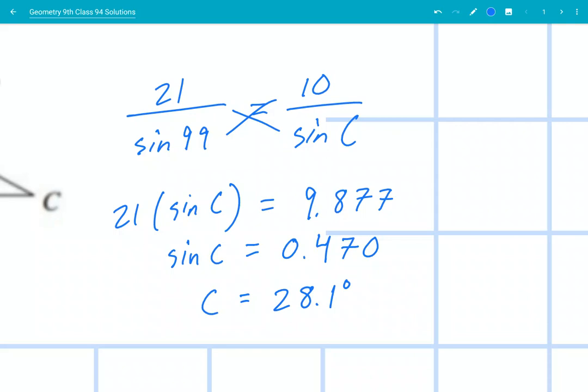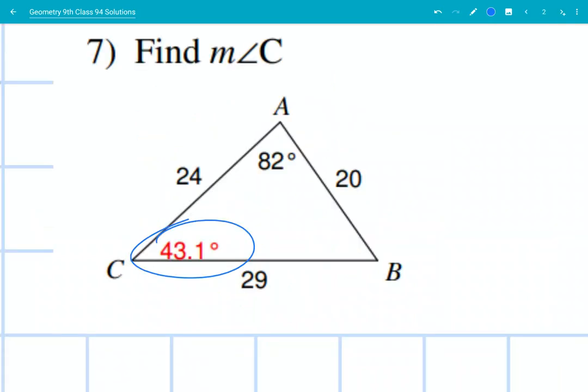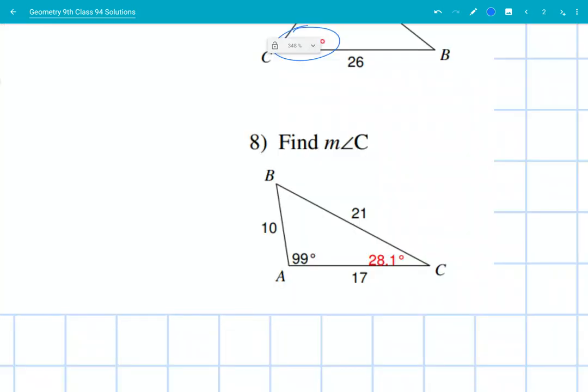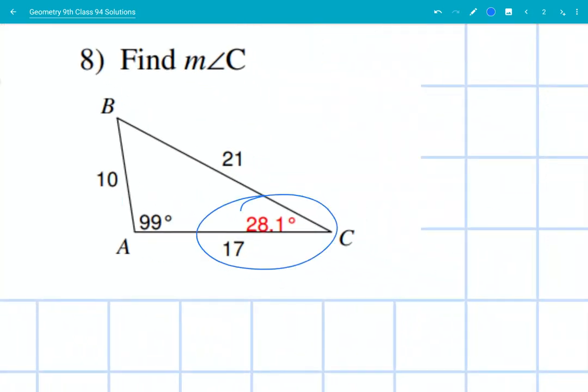degrees. Now let's corroborate. And number 8, 28.1. We are finished.